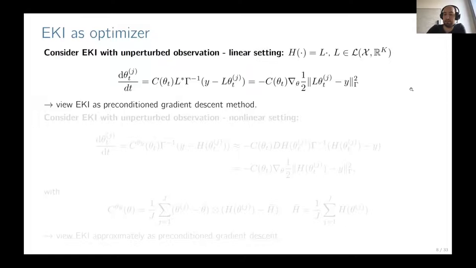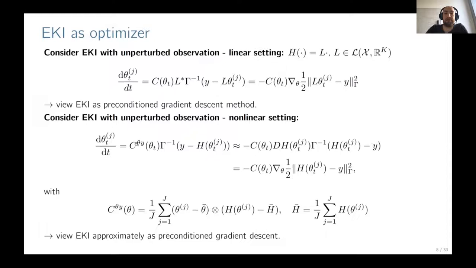In a nonlinear setting, this is a bit different, because here we cannot pull out the forward operator or its adjoint, but we can view this as an approximation. So this equation holds in approximation. So in approximation, we have again this preconditioner by the sample covariance matrix, and now here we have the derivative of the forward model, and in the end we have again the gradient of the nonlinear least squares data misfit functional. So the EKI in this setting can be viewed as an approximate preconditioned gradient descent method.